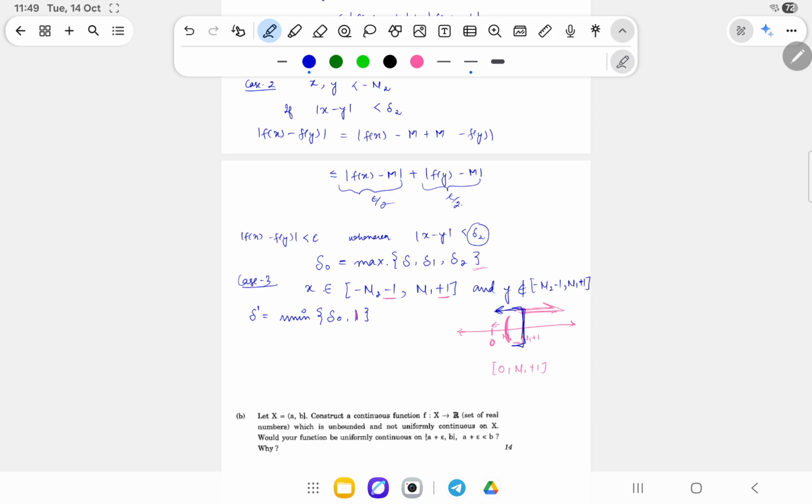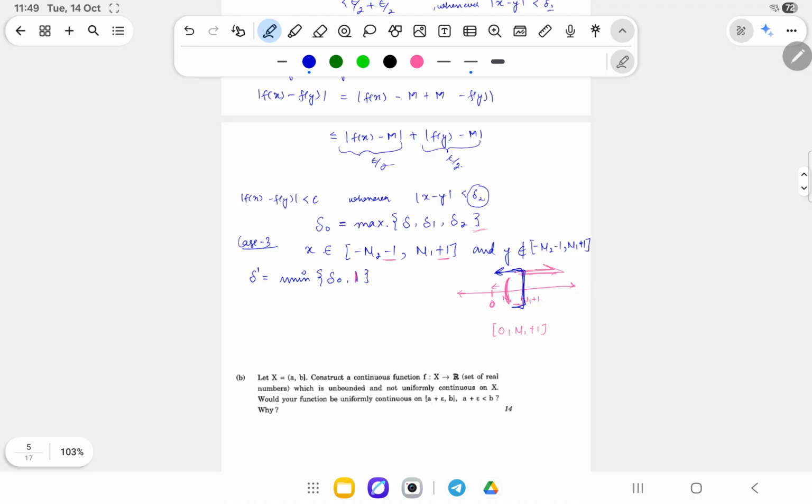So we have chosen our delta dash such that the distance doesn't go beyond this buffer. So this case basically ensures that either both the points lie inside this interval that we have chosen, or both the points lie outside that interval.